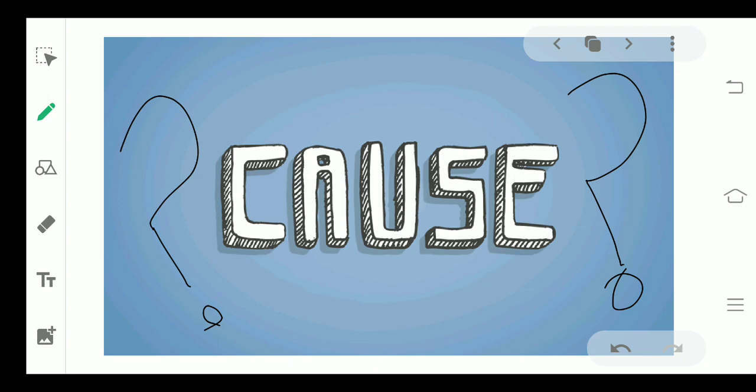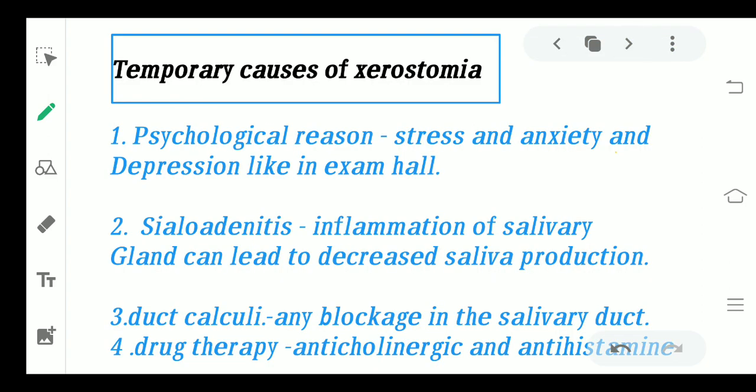Now the question arises, what is the cause of xerostomia? Is it a very simple disorder? Actually, it's not a disorder, it's a condition. Is it a condition which can be seen in every other person, or is there any specific cause for this? So we'll look first at some temporary causes, and then we'll proceed towards some permanent causes. The temporary causes are the reversible causes. If you treat the patient properly, these conditions can be reversed back to a normal tongue.